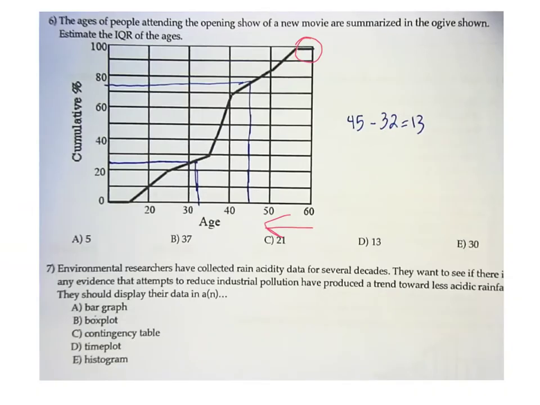For which graph they should use to show a trend over time, this has to be a time plot. A time plot is the only graph that's going to show change over time.